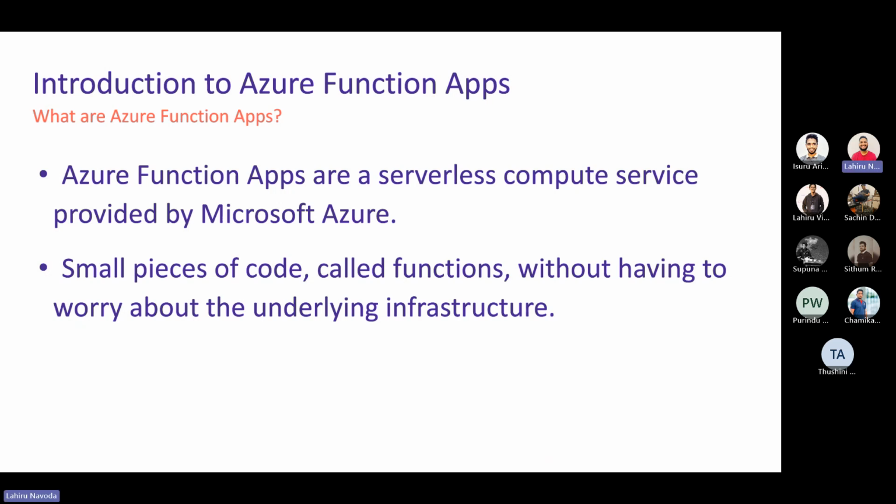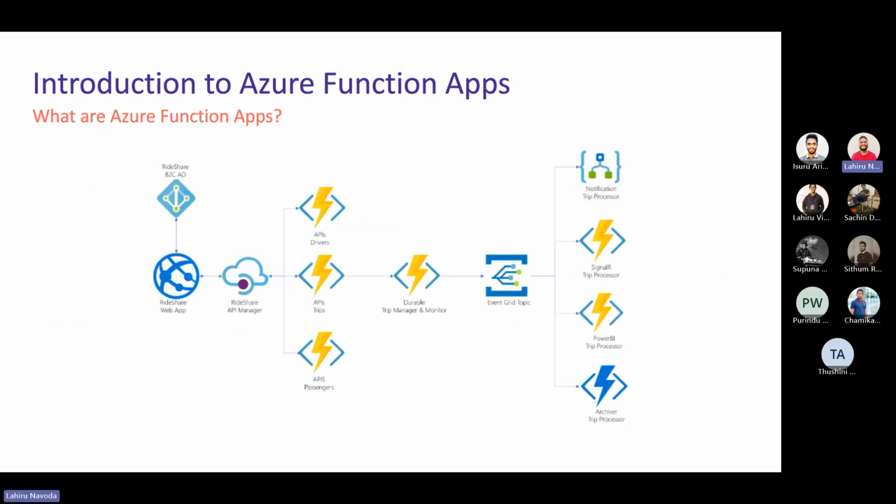In Azure Function apps, it's small pieces of code called functions. In a single function app, we can have multiple functions. We can identify these functions as small pieces of code. And as I mentioned, in a single Azure Function app, you can have multiple functions, and you don't have to worry about the underlying infrastructure, as it is managed and provided by them.